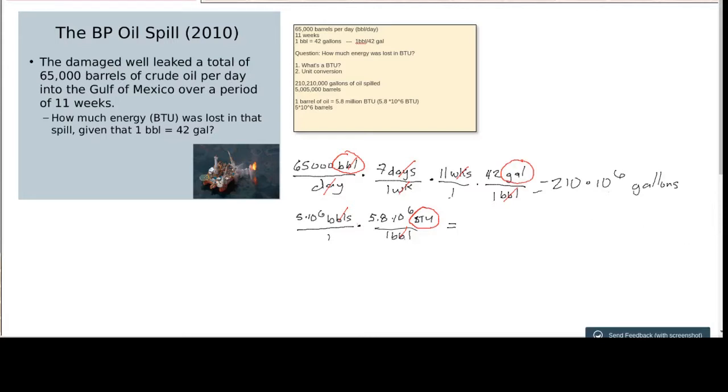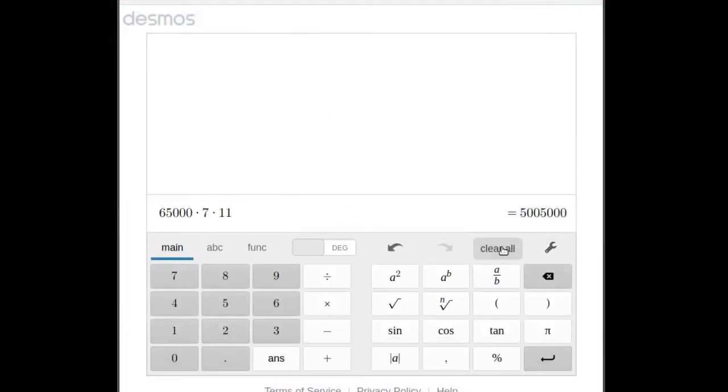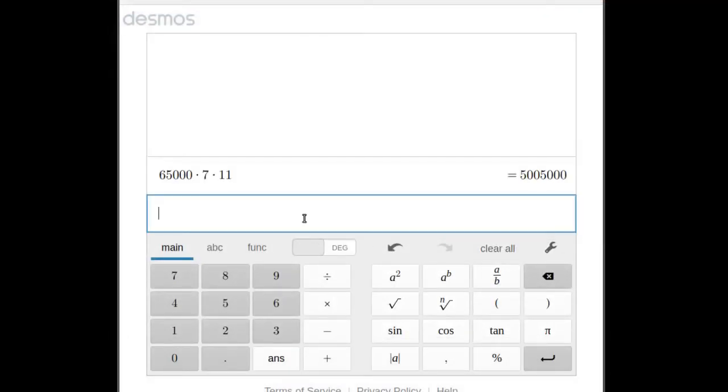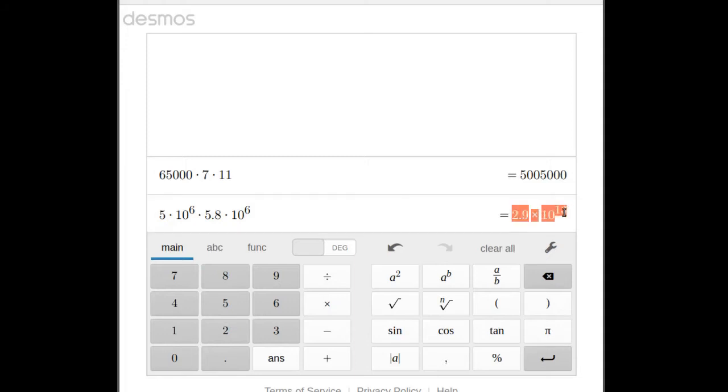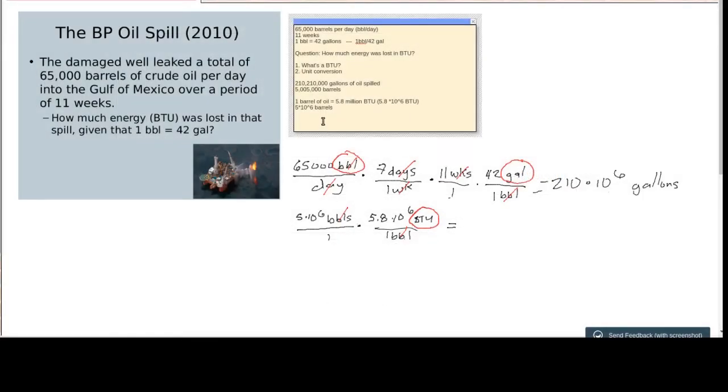So let's go back over to the calculator and make a new line, and I want 5 times 10 to the 6th times 5.8 times 10 to the 6th. Here, this did a nice job of converting it for me. 2.9 times 10 to the 13 BTU. That's a lot. So let me go back over here, switch the whiteboard, and copy that in. 2.9 times 10 to the 13 BTU of energy. There you go.